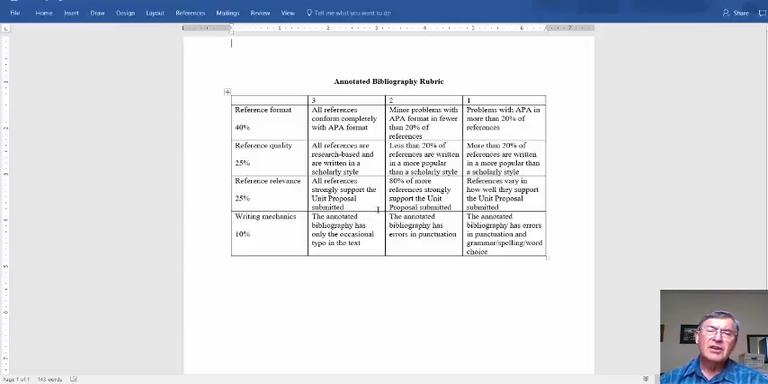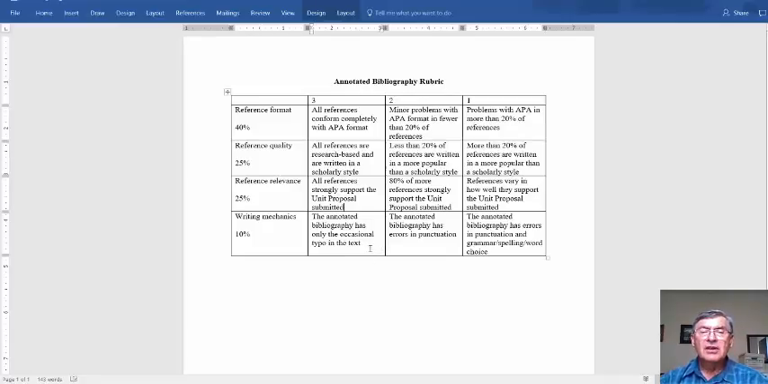Reference relevance. All references strongly support the unit proposal submitted, and so you have a certain grade level, you have your content area, and you have your lesson. So go ahead and look at the unit that you're doing. You can go ahead and look at the unit requirements, and you're going to put these same references in your unit. These are going to help support the unit you're going to write, not the proposal, but the unit you're going to write at the end of the course, which is just in a couple of weeks.